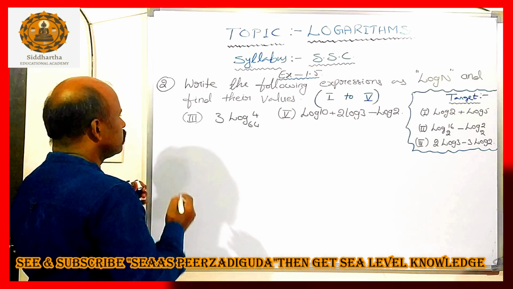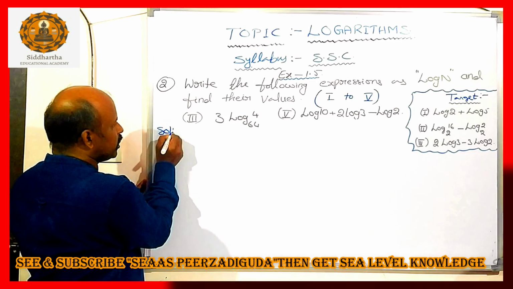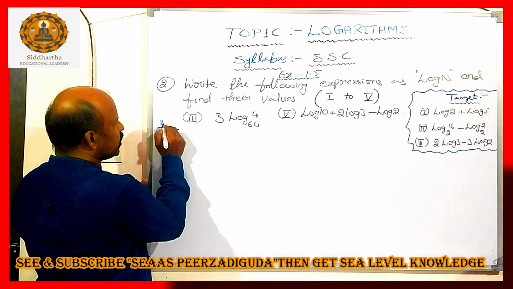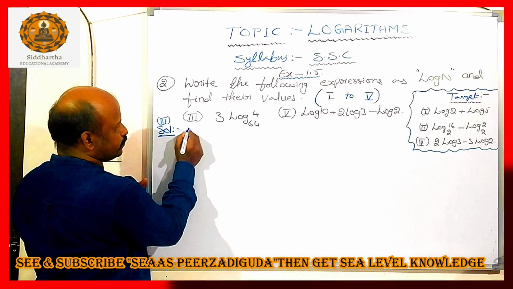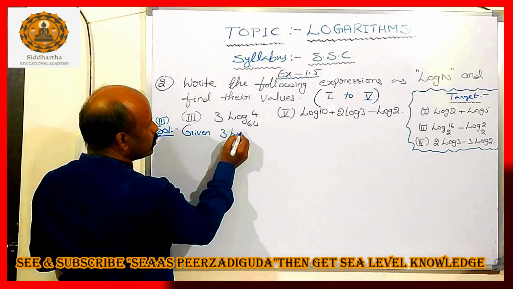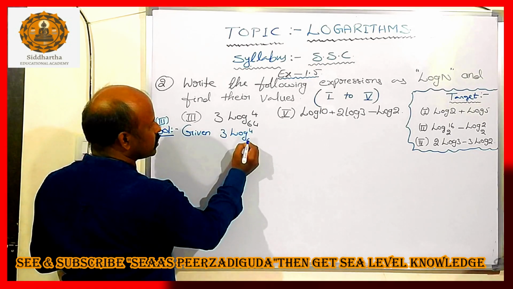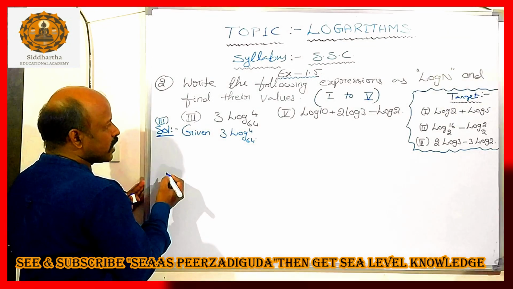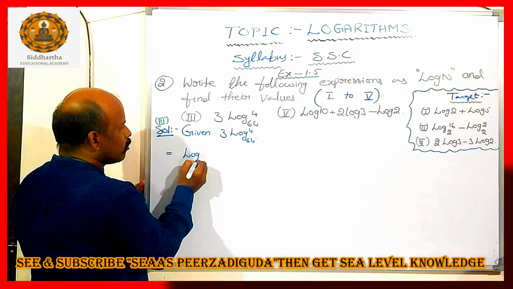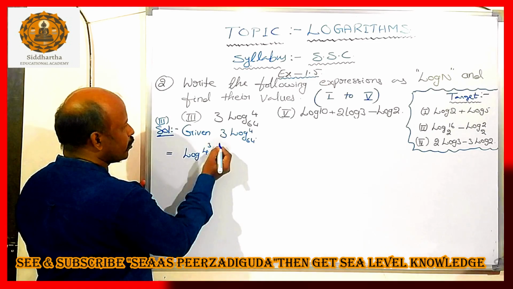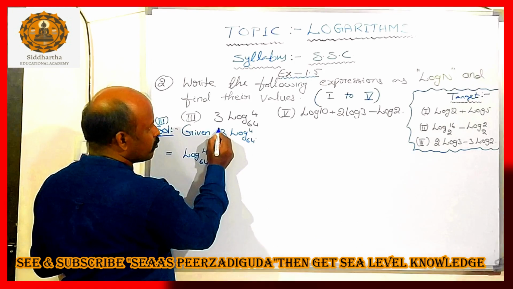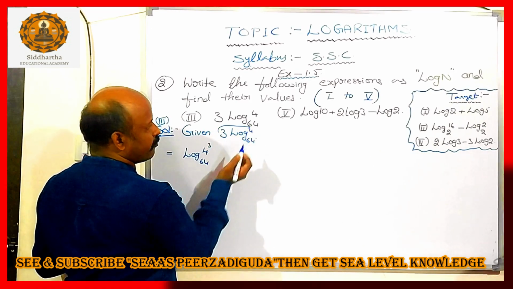So once you observe, the solution part starts here only. What is given over here? Question number 3, solution. Here 3 log 4 base 64 is given. So this one I am going to write in the form log 4 cube base 64. Nothing else is there, this 3 I am going to write as the power of 4.